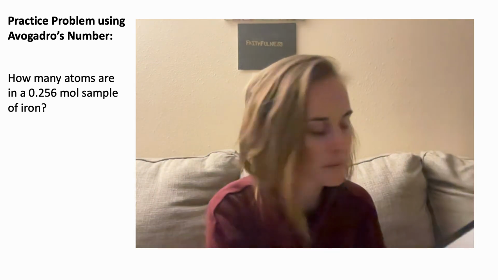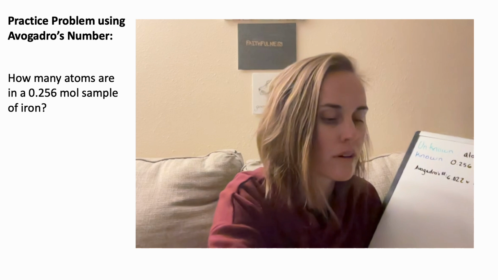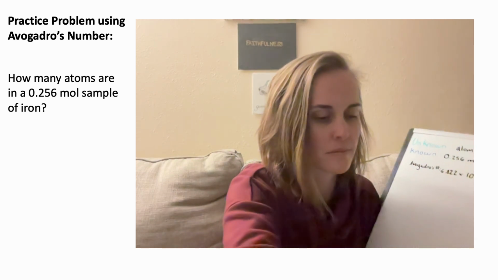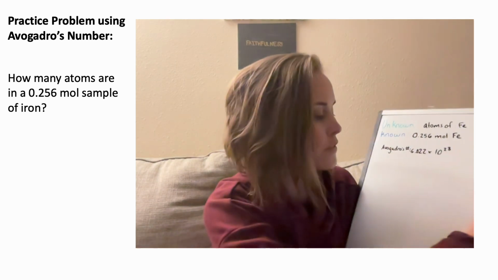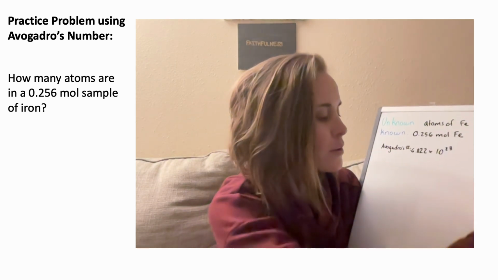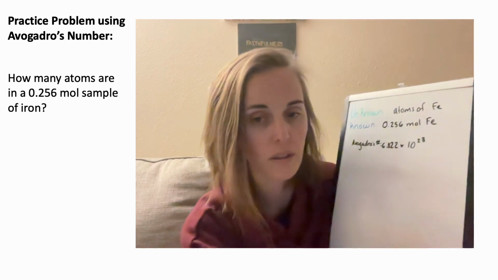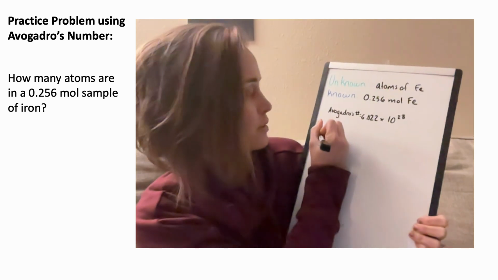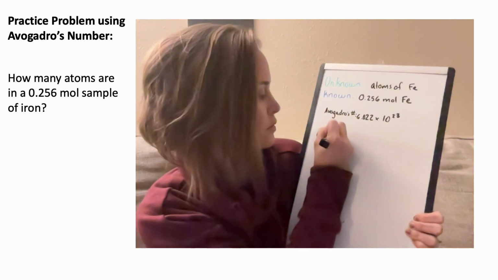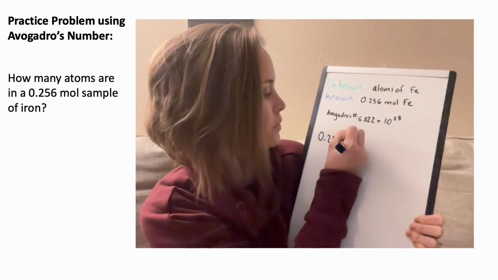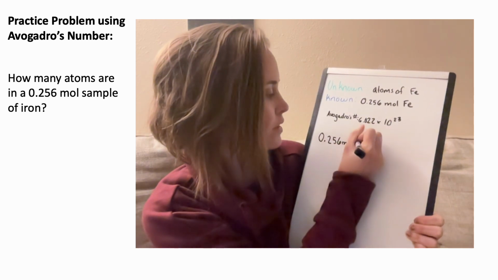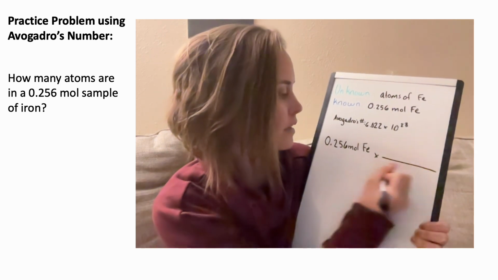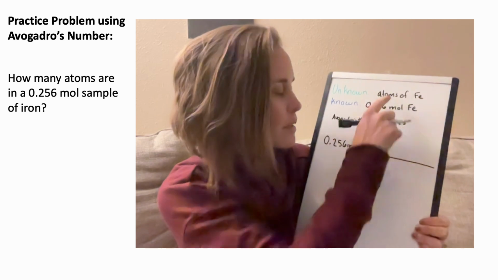It's a personal matter. So now that we have everything written out, what we know and what we don't know, when we write out our equation to try to convert between moles to atoms, we're always going to start with what we know. So we know we have 0.256 moles of Fe. And what we are trying to do is get to atoms of Fe.